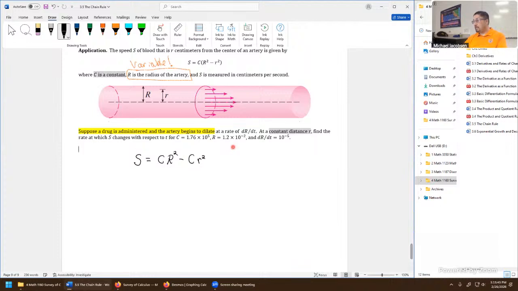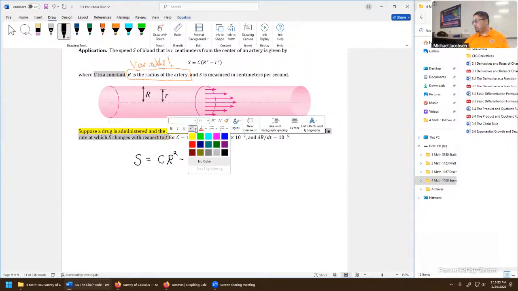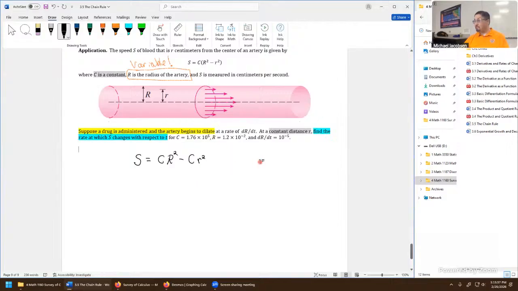Well, here's the tricky part of the problem. It says, find the rate at which S changes with respect to time. Let's come up with a good color here. How about turquoise will do the job? When it asks us to do that, what it's really telling us to do is compute dS/dt, the rate of change of the speed. A rate of change of speed is effectively acceleration.